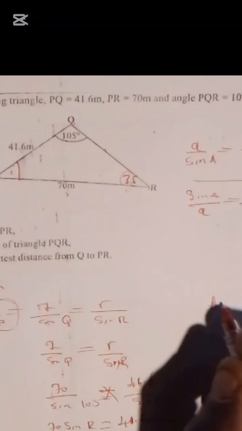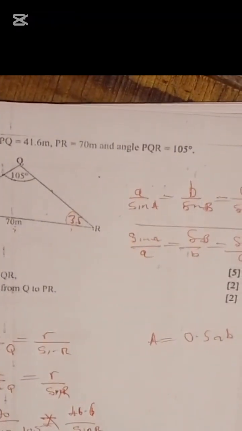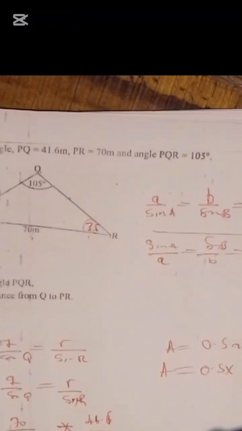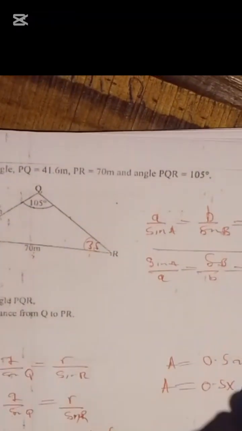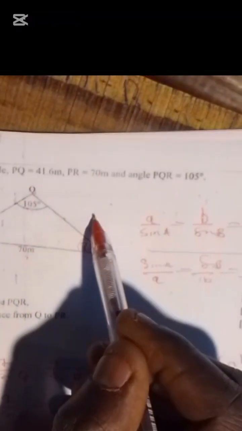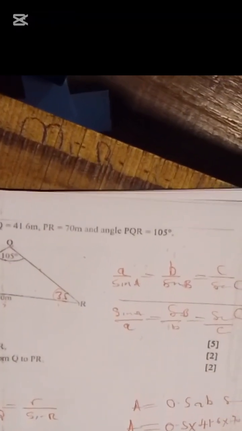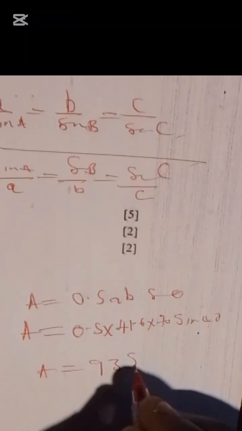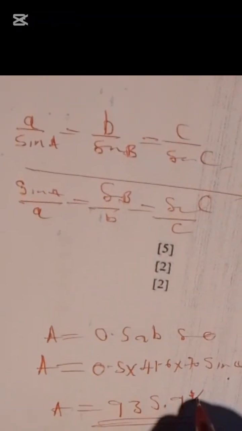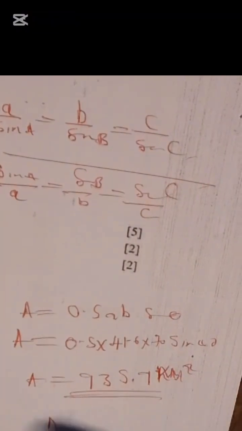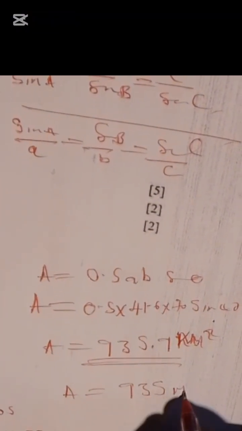In this case, I will not work out the area because the area is just the same. Anyway, maybe just for the sake of it, we are saying that area equals 0.5 ab sine theta. So in this case, area equals 0.5 times the two sides. Since we found the angle that is here, which is 40, I can't choose this angle, it doesn't have a side. So I'll use 40, which has the two enclosing sides, which is 41.6 times 70 sine 40. So when I punch on the calculator, it will be 0.5 times 41.6 times 70 times sine 40. So our answer becomes area equals 935.9 meters squared. Or if you want, you can leave it at area equals 935 meters squared.